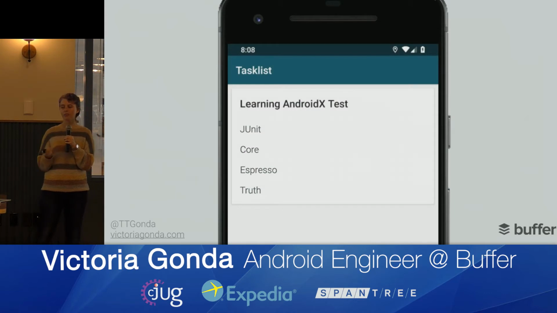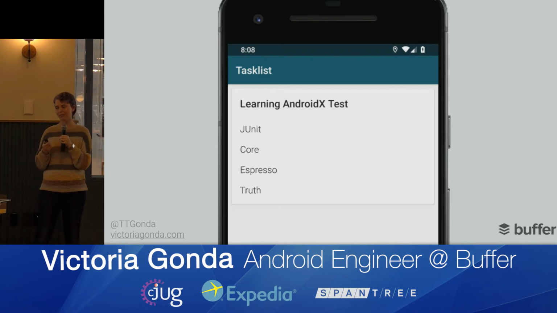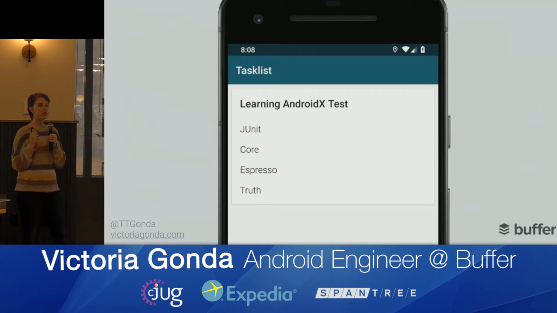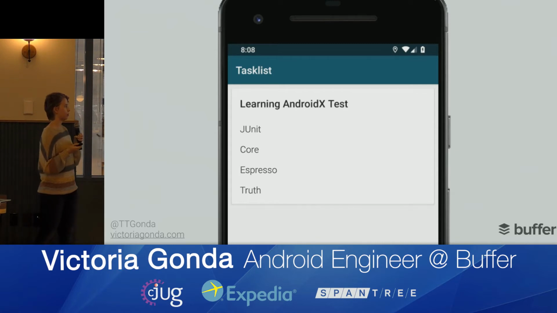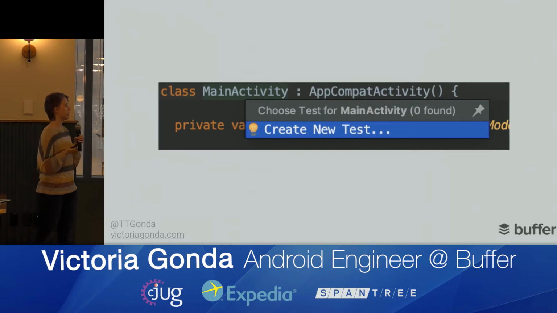We'll learn about some of these features by walking through writing a couple tests for this app. This app is called Task List, and it's used to break down tasks into smaller things to be done. Sometimes tasks can be overwhelming until you break them down, such as learning about testing on Android. We'll look at each of these 4 sections I just described: JUnit, Core, Espresso, and Truth. So with that, let's get started creating a new test.